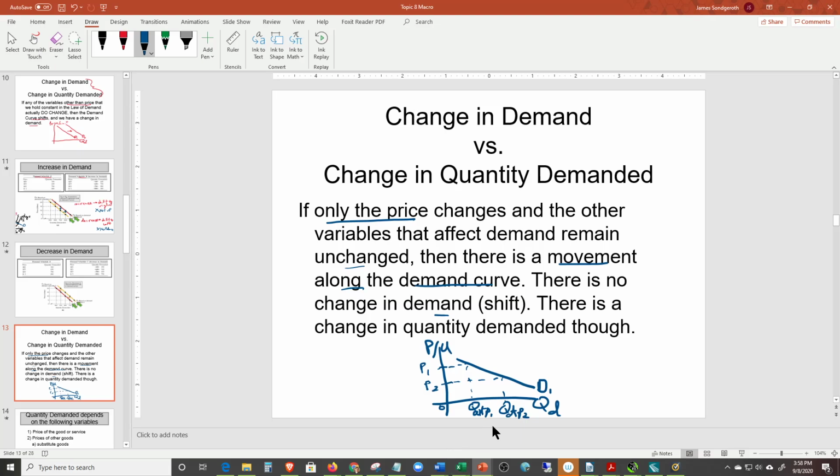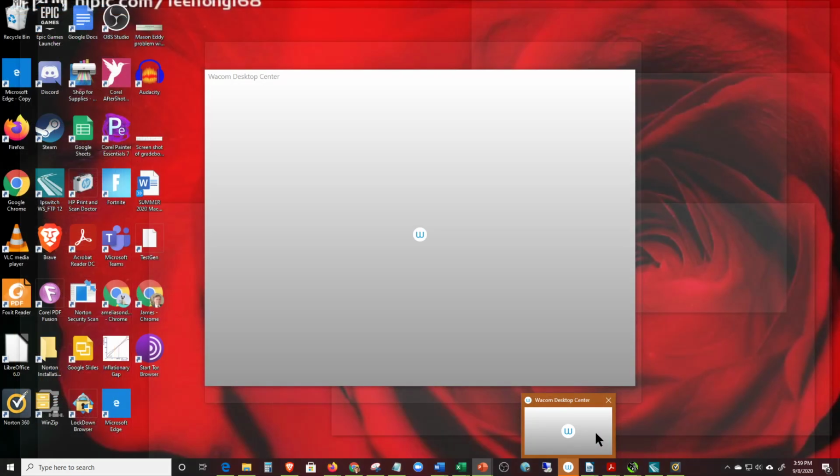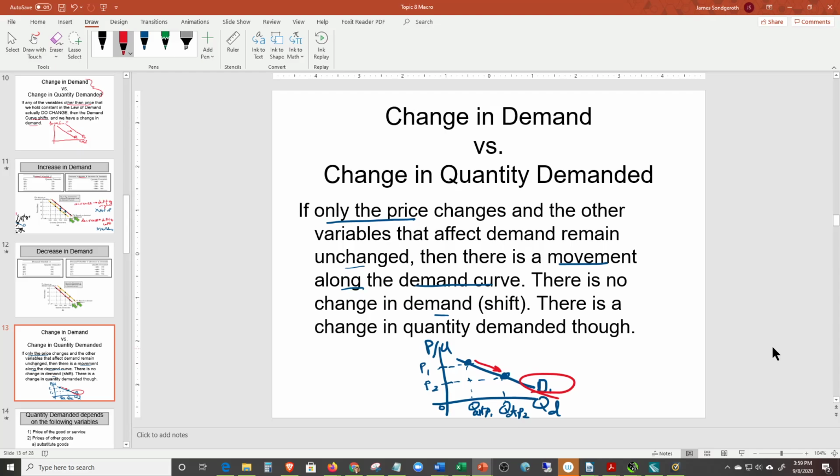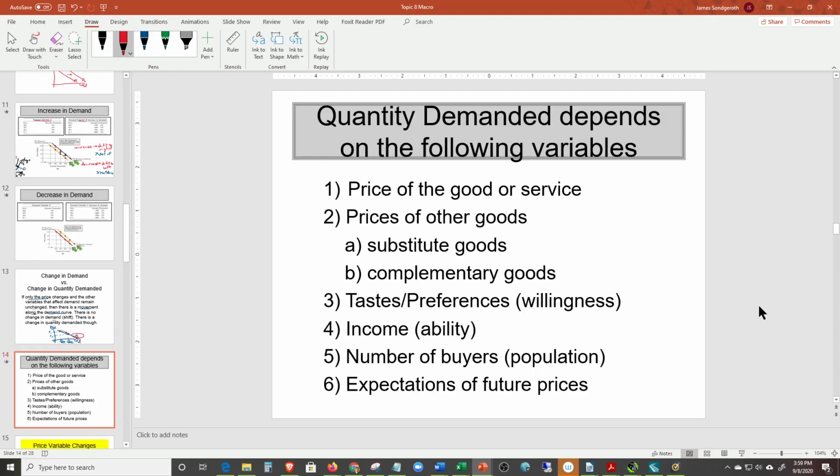So if the price changes and nothing else changes, what's going to happen is that we're going to have a movement along the demand curve, but no change in the position of the demand curve itself. This is very confusing too. Demand will not have changed at all. All right, so it's an interesting point.